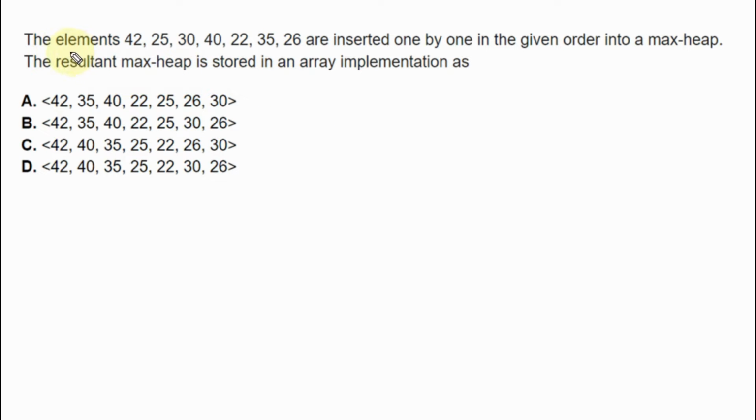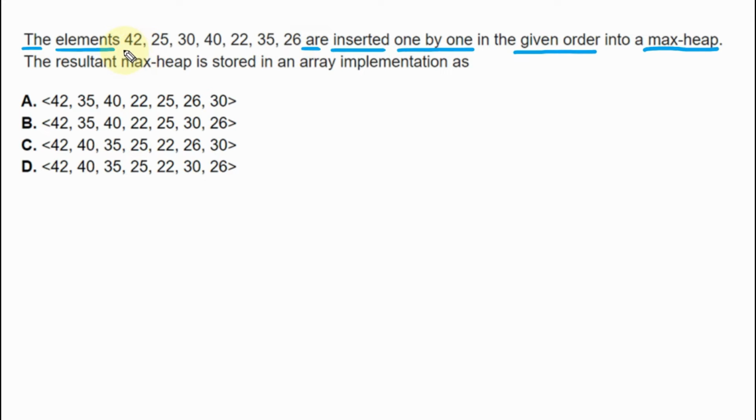This is a question from data structure. There are certain elements which are inserted one by one, in a given order. So we need to follow the order which is given into the max heap. Max heap means the largest element is on the top. First of all we need to construct the max heap by inserting these elements one by one.